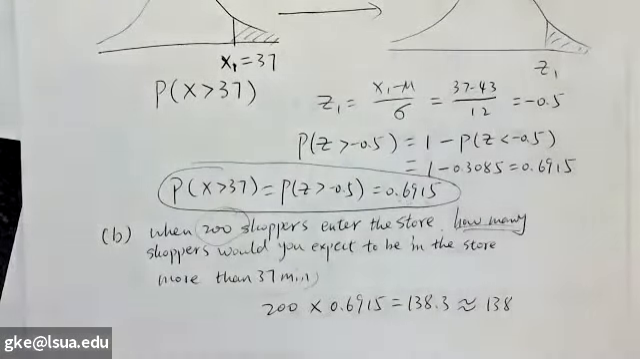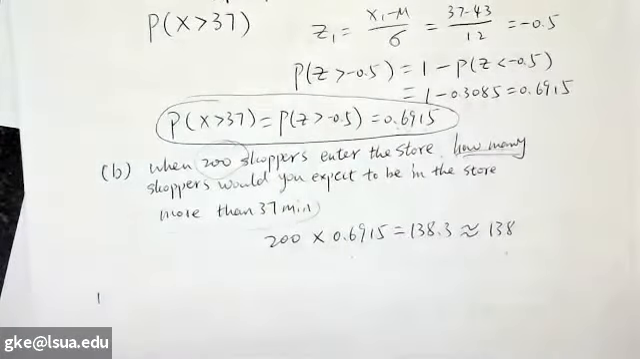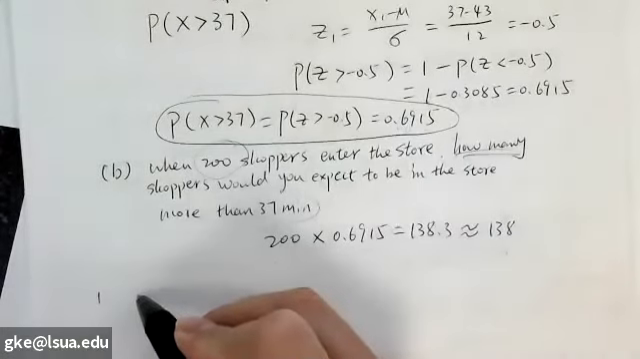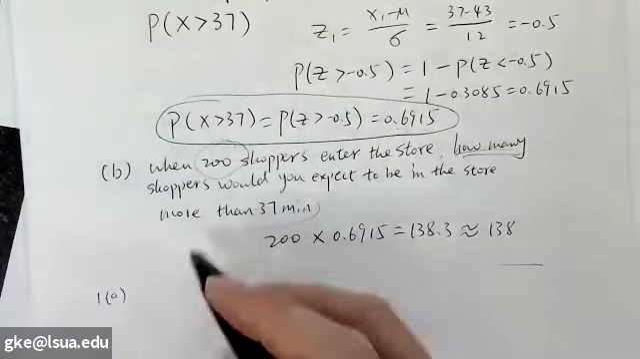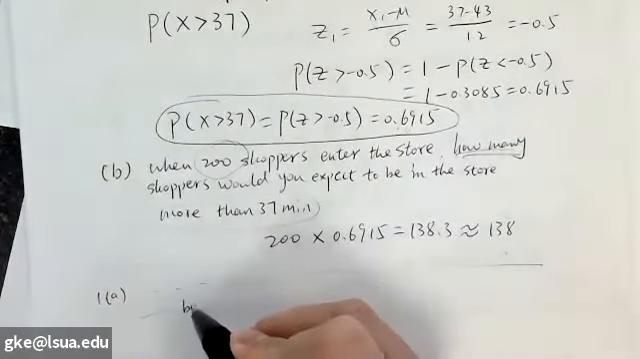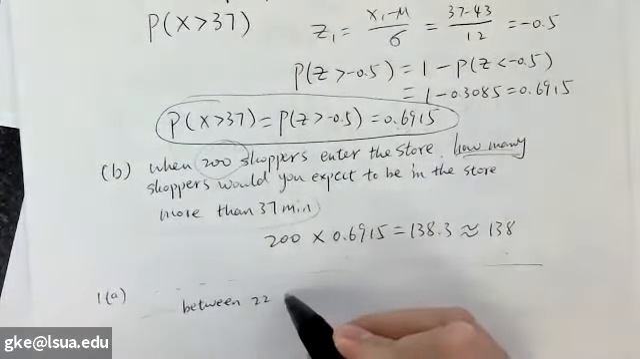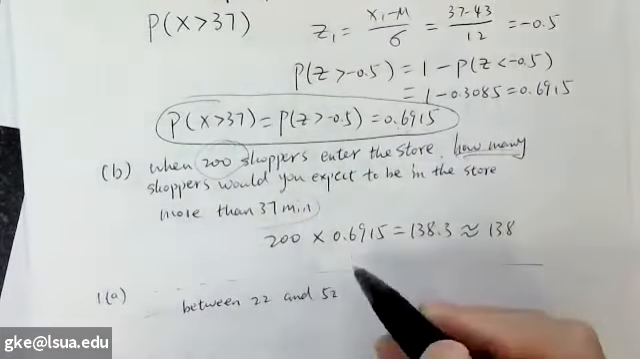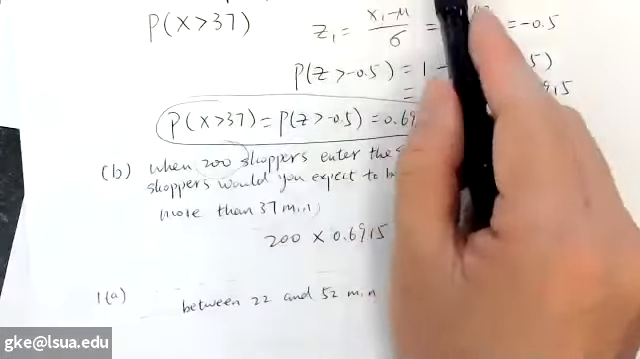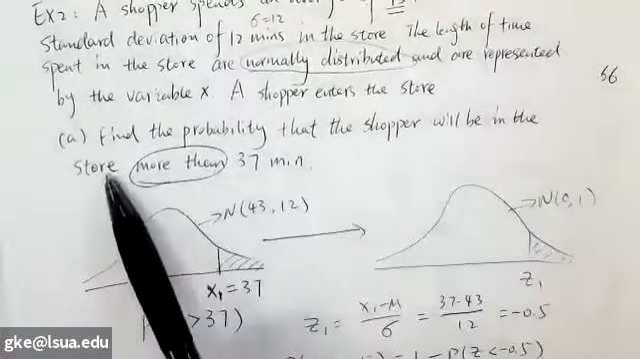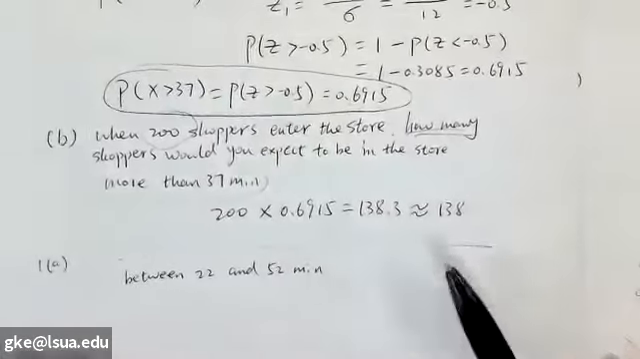Now I want you guys to do it again. I just change the problem A. Okay, problem A. The same things. Find the probability, and so on. Now, between 22 and 52 minutes. Okay, find the probability that the shopper will be in the store. Try it again.